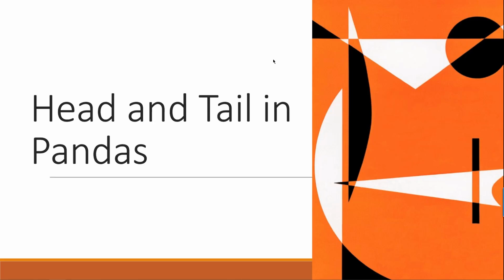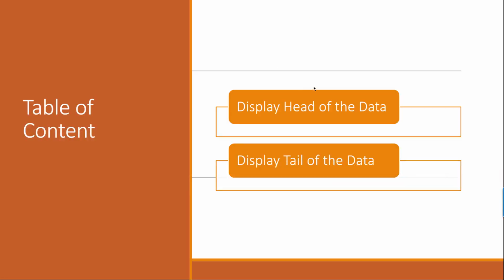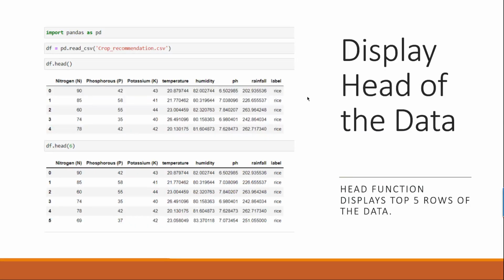After learning how to read and export the data in Pandas, it's time to learn how to use head and tail in Pandas. So we will start with the head. The head function in Pandas is used to display the first 5 rows of the data set. By default it displays the first 5 rows, but if you provide a number as a parameter, then that number of rows will be displayed.